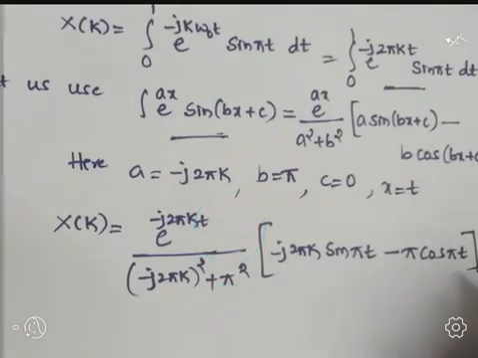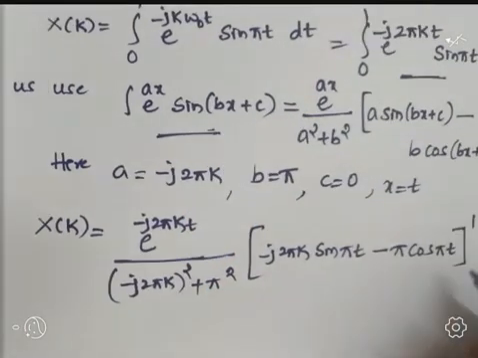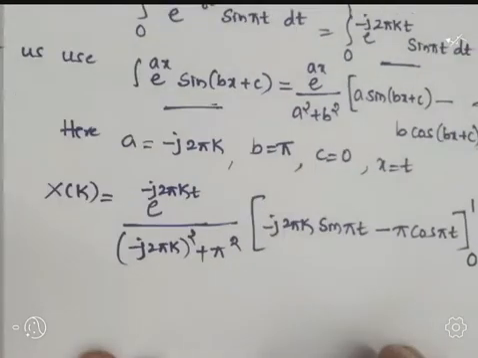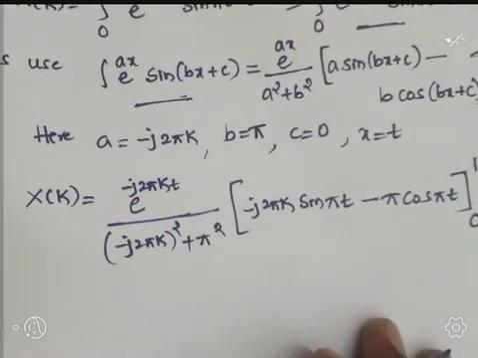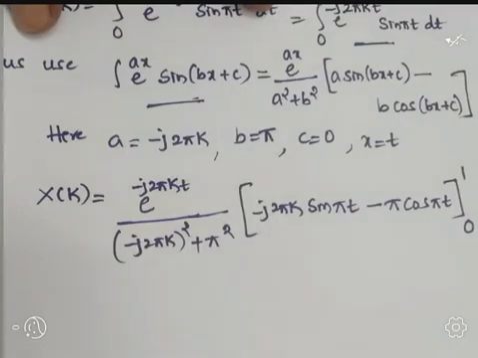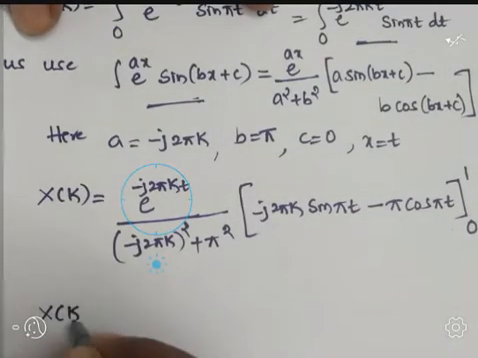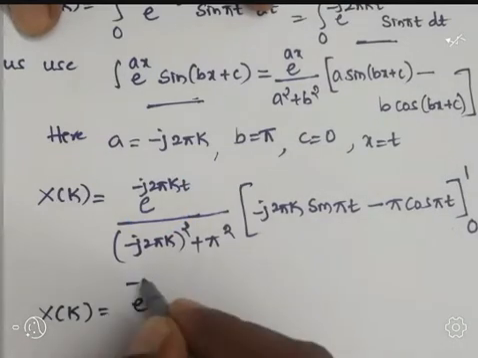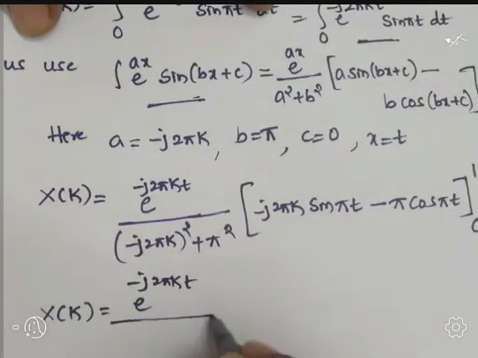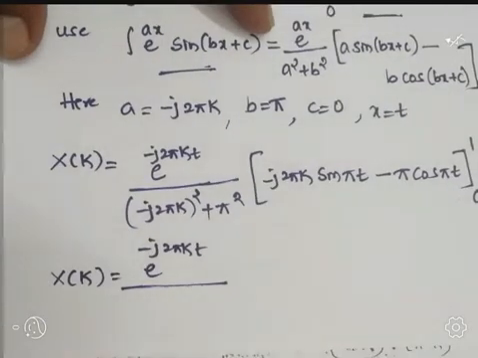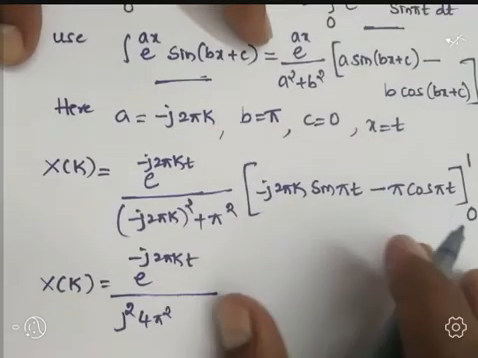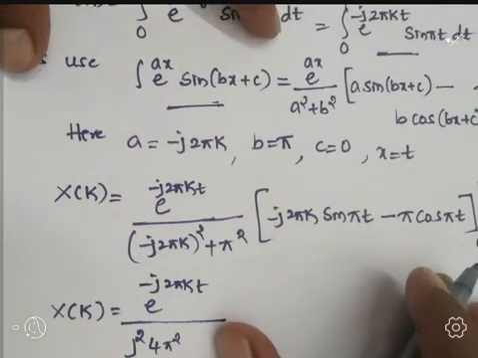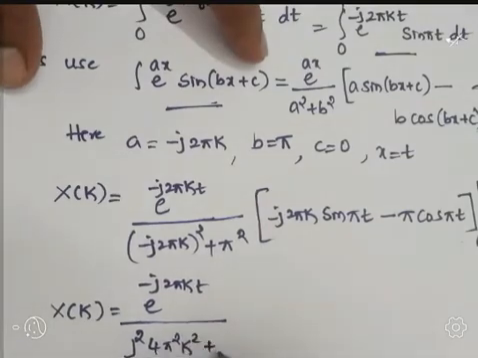So limits are what? Limits are 1, 0. So for the simplification, we have to simplify this one as, x of k equal to e to the power minus j 2 pi kt, as it is I will write, and denominator, so that is j square 4 pi square, k square plus pi square.